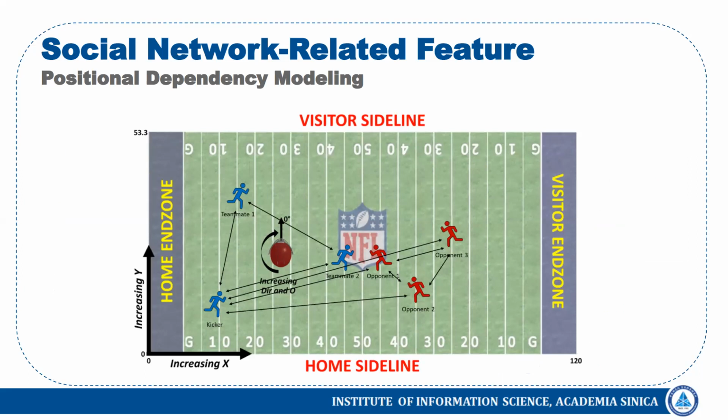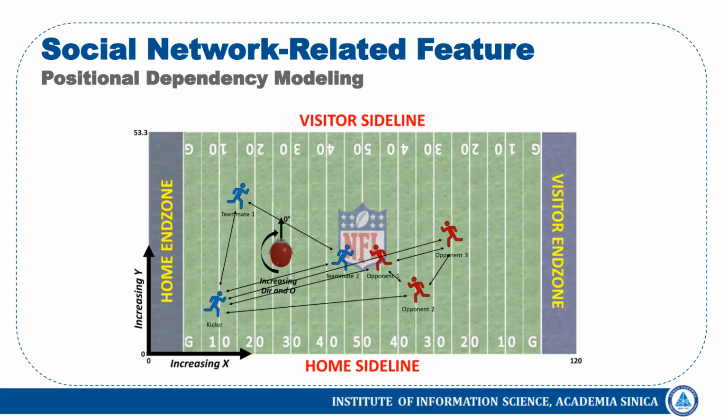Other than the player data, we extract another feature which is related to the social network, called a positional dependency feature. And in this section, we would like to explain more how we model the positional dependency. So for the positional dependency modeling, we model the position of the players in the field as a graph with each vertex representing a player and the edge that connects every two players representing the geographical proximity between them. And we model two communities in this graph, the home team and the visitor team.